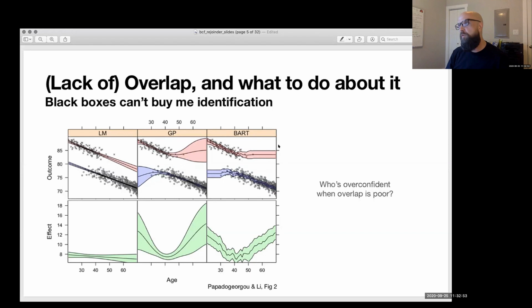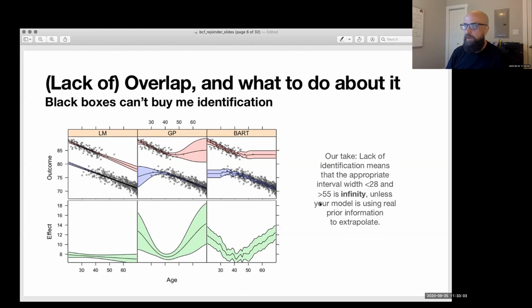And so, when I was reading that discussion, I was thinking to myself, who really is overconfident when the overlap is poor or non-existent, right? At the very high ages, at the very low ages. And I think our answer is that everybody is overconfident, right? When we don't have overlap, treatment effects are not identified. And in a very real sense, the appropriate interval width is infinity because we just don't know and the data can't tell us, right?